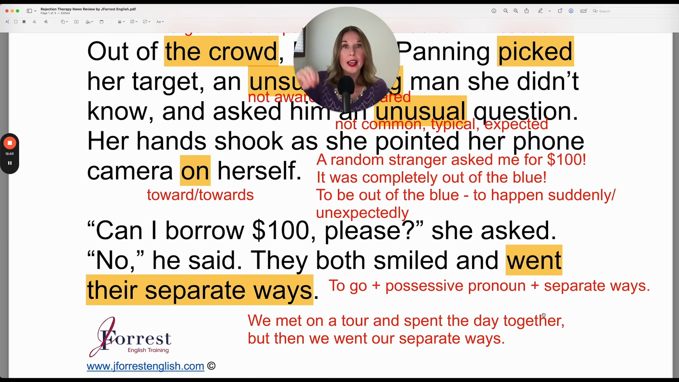But then at the end of the day, you go your separate ways. It means you continue on with your individual lives, no longer together. We met on a tour and spent the day together, but then we went our separate ways.